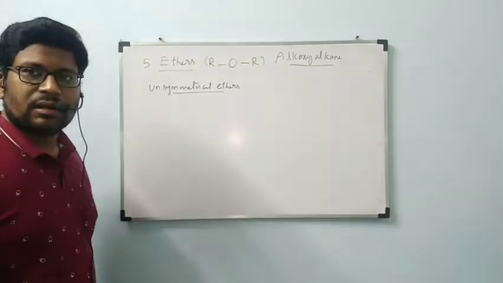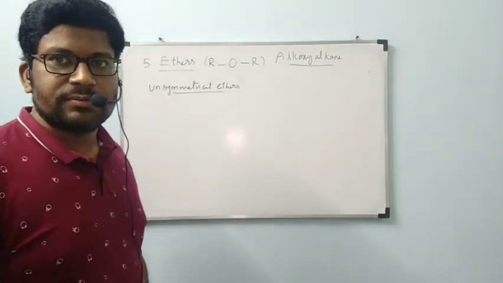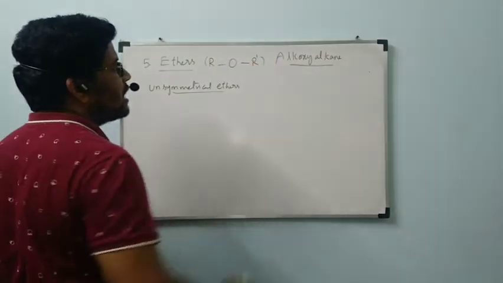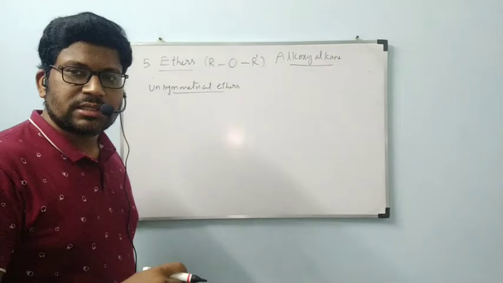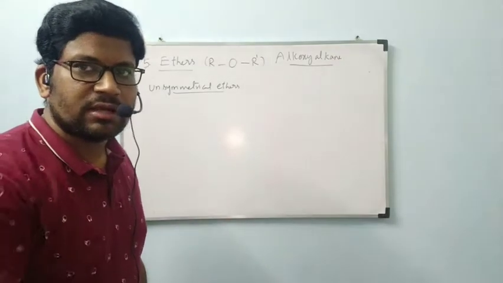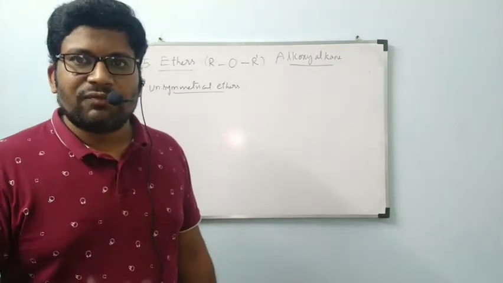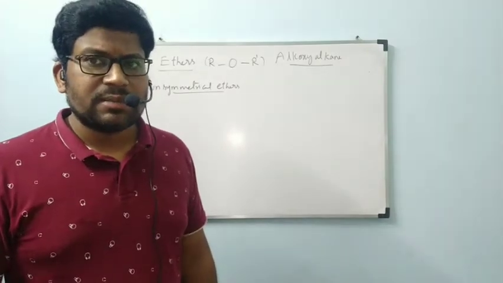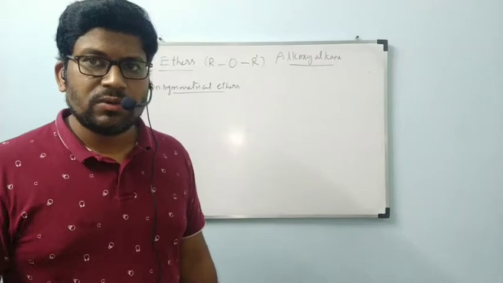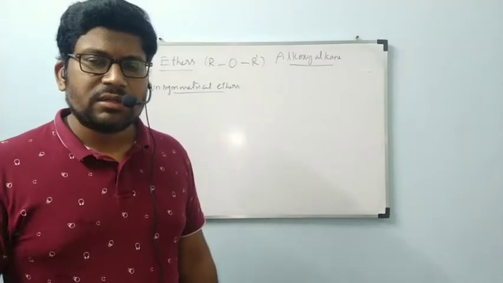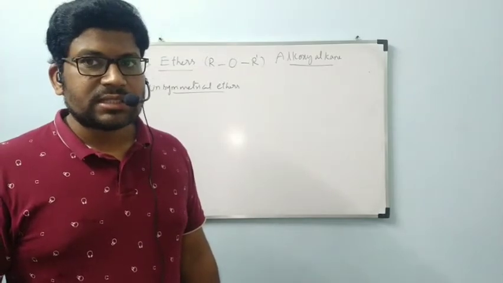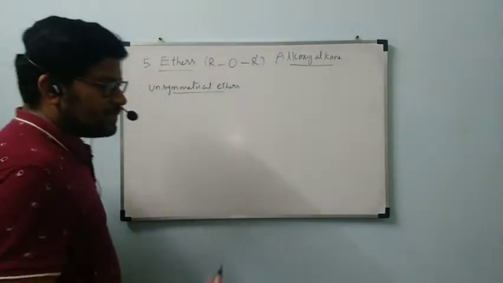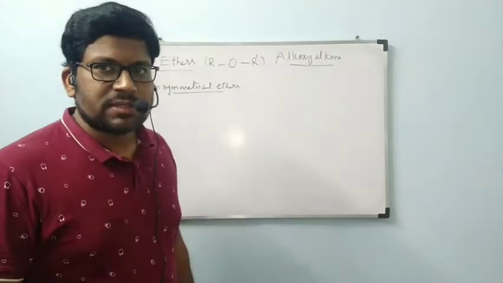Next, unsymmetrical ethers. Unsymmetrical ethers contain different alkyl groups. We represent unsymmetrical ethers with R O R dash. R is one alkyl group, R dash is another alkyl group. Symmetrical ethers are R O R, since both alkyl groups are the same. Unsymmetrical ethers are R O R dash. Now, how are we going to give the name? In unsymmetrical ethers, the same number of carbons must not be there.